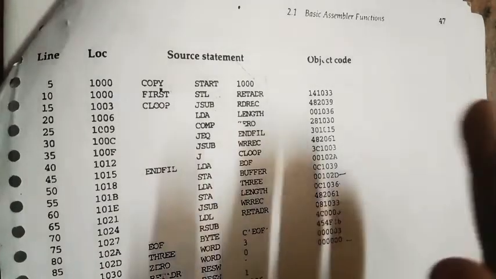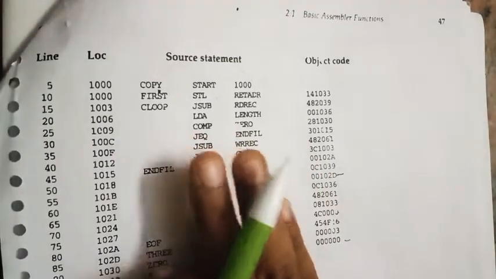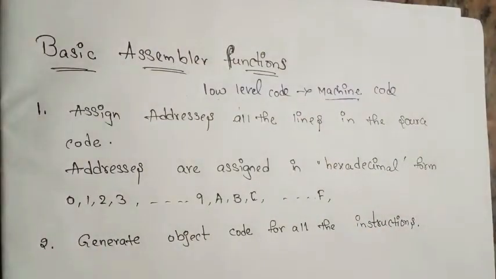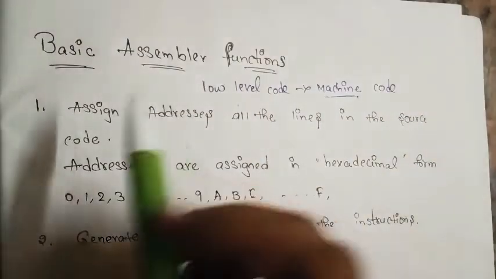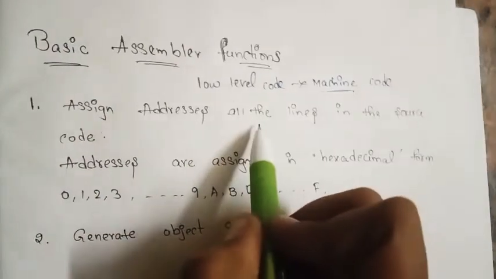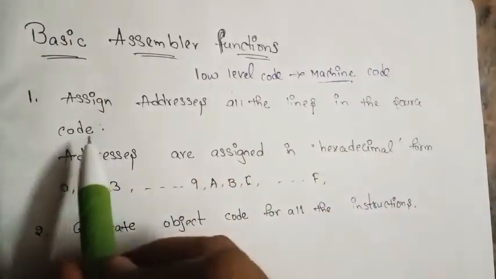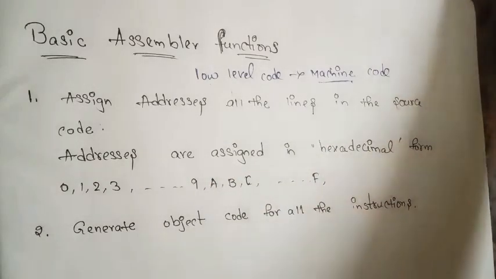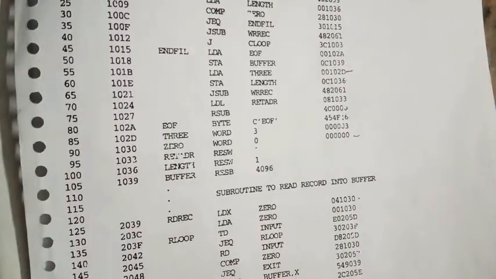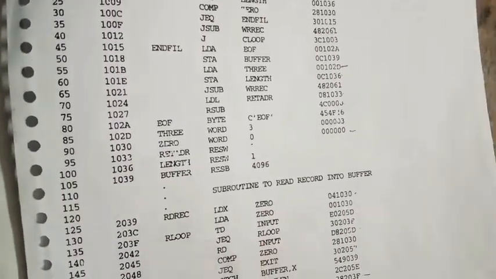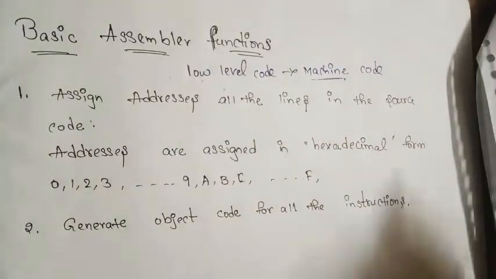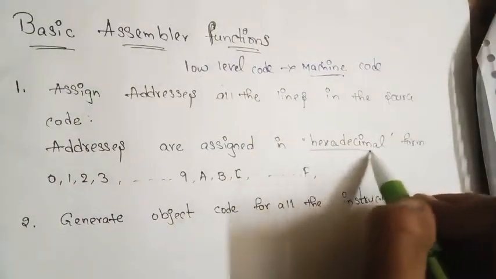Let us see how to change this low level code into the machine level code. Let us see it through the three steps. The first step is to assign addresses to all the lines in the source code. In here there are so many lines. We need to assign these addresses in the source code. See how to assign these, guys. Addresses are assigned in hexadecimal form.